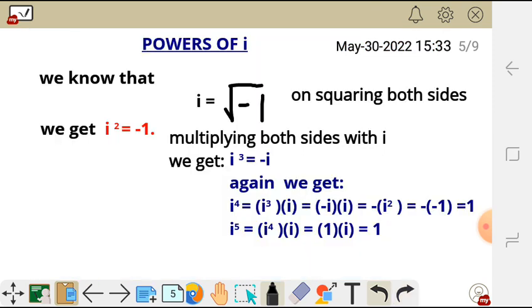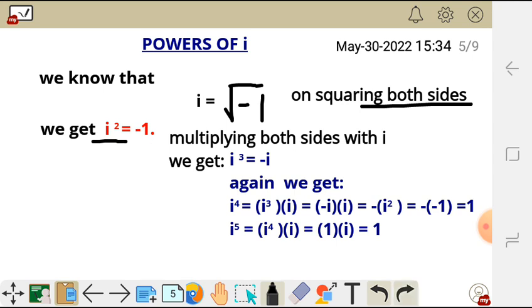But let's also look at powers of the letter i of the imaginary numbers. What we know already from my previous video is that i is equal to the square root of negative 1. This letter i is simply the square root of negative 1. So if we square both sides, we get i squared equals negative 1. If we square here, the root will go with the square, and we are going to remain with i squared equals negative 1.